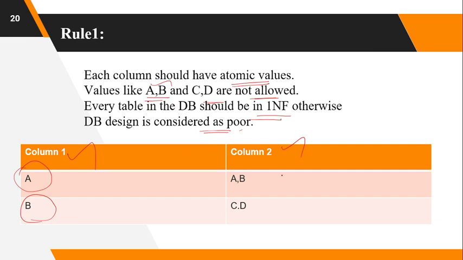Whereas in column 2, in the first record, we have A, comma B. So this is wrong. If a table has a value like this, multiple values, then that particular table is not in first normal form. Likewise, C, comma D. This is also wrong. So that is rule number 1: each column should have an atomic value.